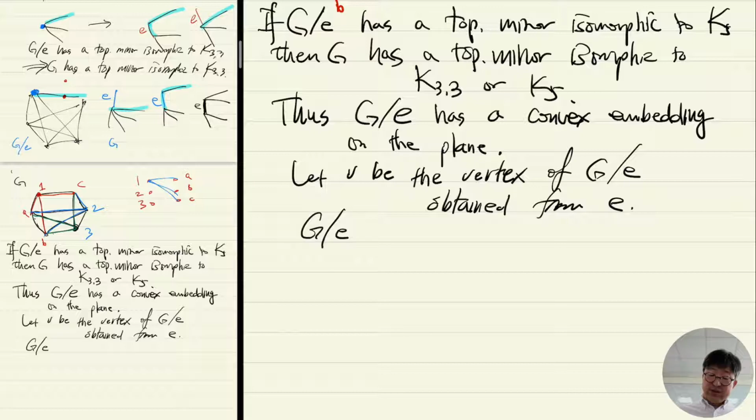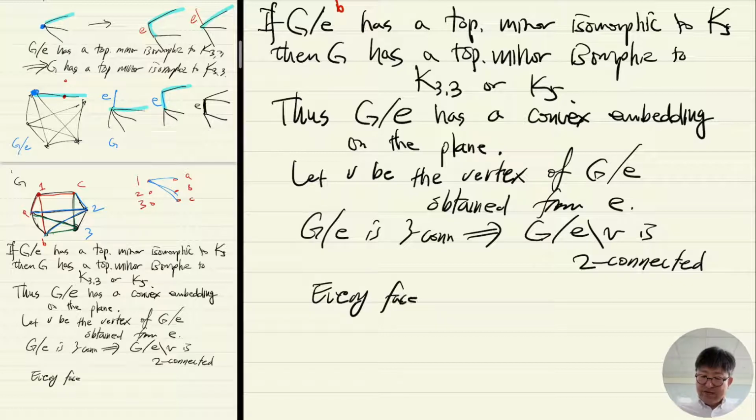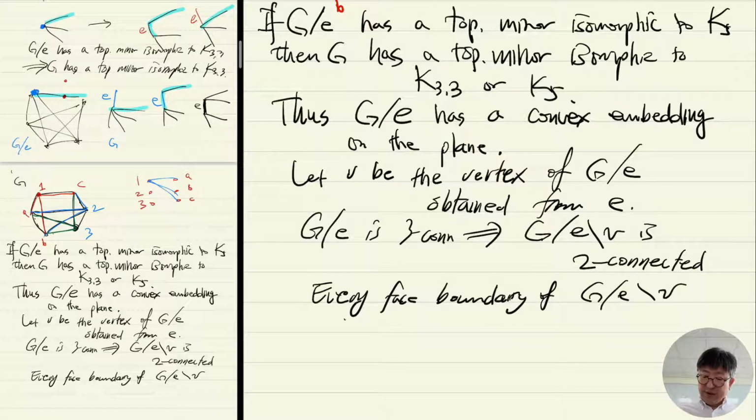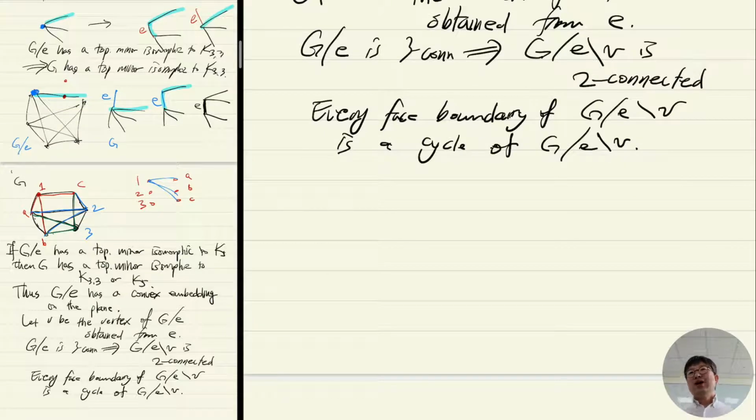Since G contract E is 3-connected, G contract E delete V is 2-connected. So every face boundary of G contract E delete V is a cycle of G contract E delete V. So I will have a cycle.